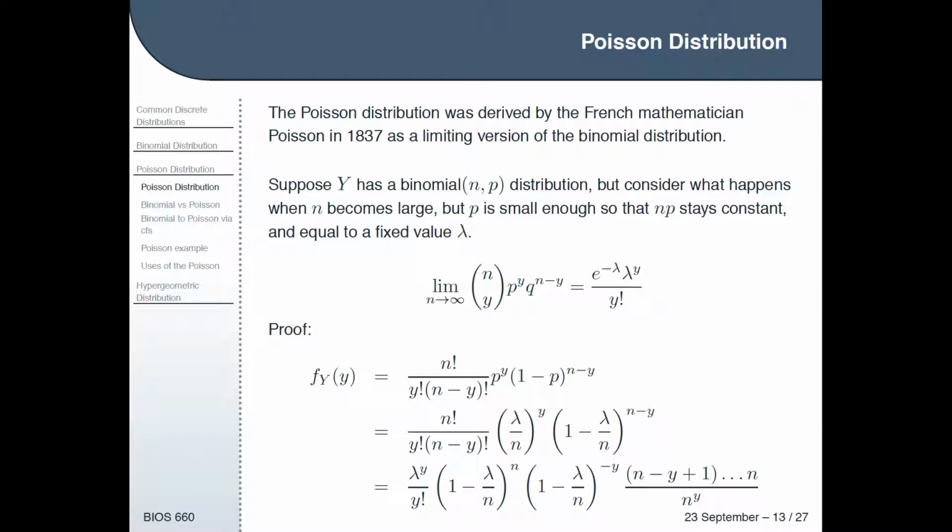Now, as n goes to infinity, that piece there is going to 1, as is this piece here, getting closer and closer to 1. So you end up with lambda to the y over y factorial times 1 minus lambda over n to the n power. The limit of that, of course, is just e to the minus lambda, so we end up with e to the minus lambda times lambda to the y over y factorial, which was precisely what we wanted to show.